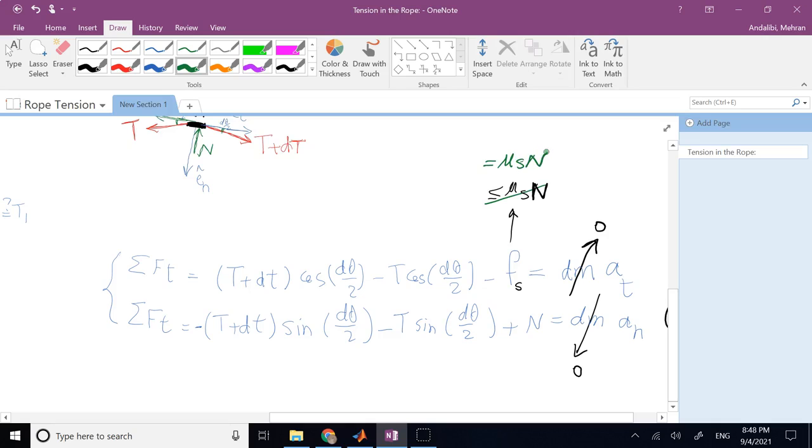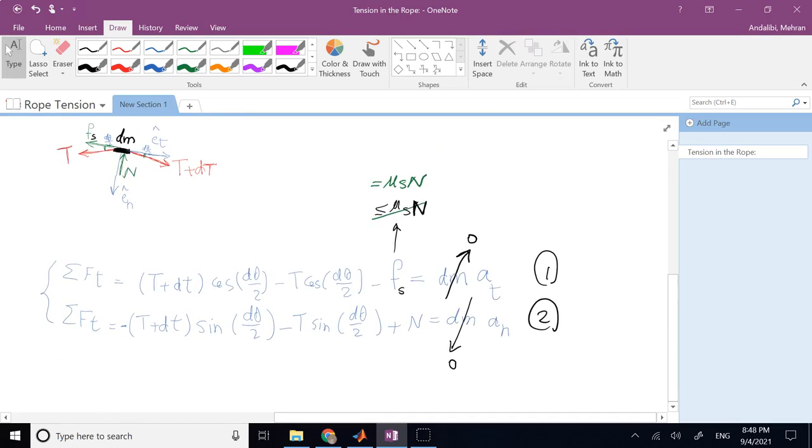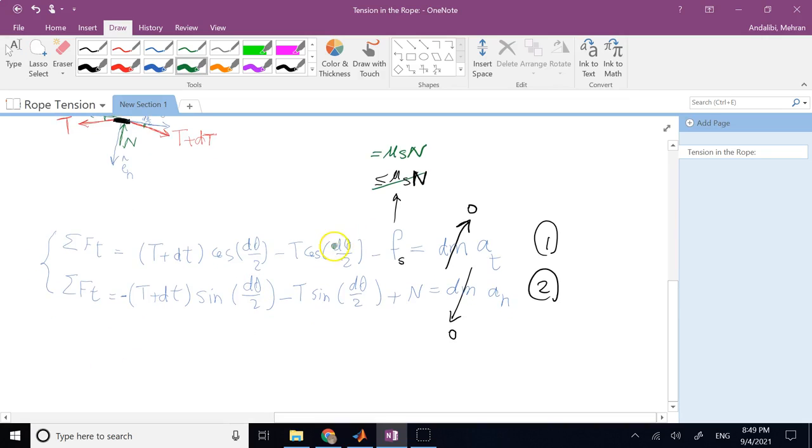So now the question is, would I get any useful relation out of these two? And the answer is yes. All I need to do is to eliminate n between equations 1 and 2. That will do the job for me, because that gives me a relation between T and theta directly. Okay? So it is absolutely not hard to show that if this angle d theta, right, when this angle d theta is very, very small, because that's what we consider an infinitesimal element.